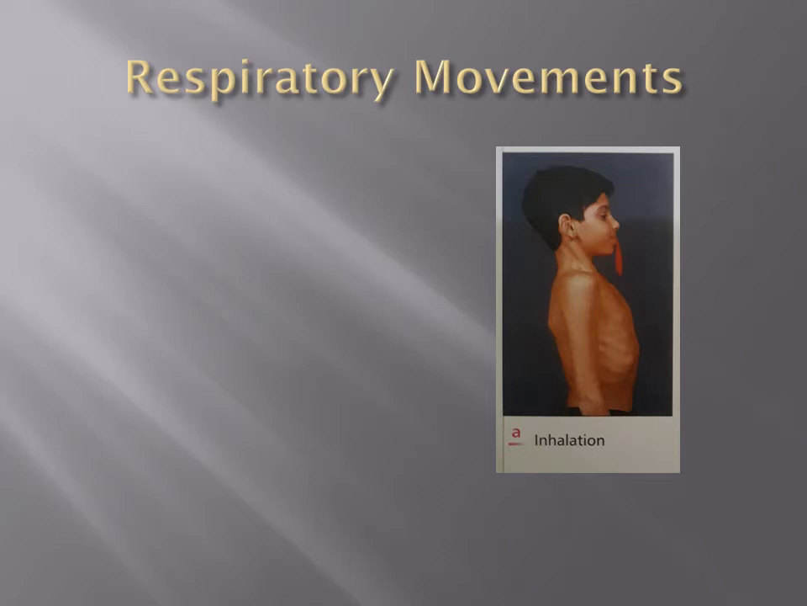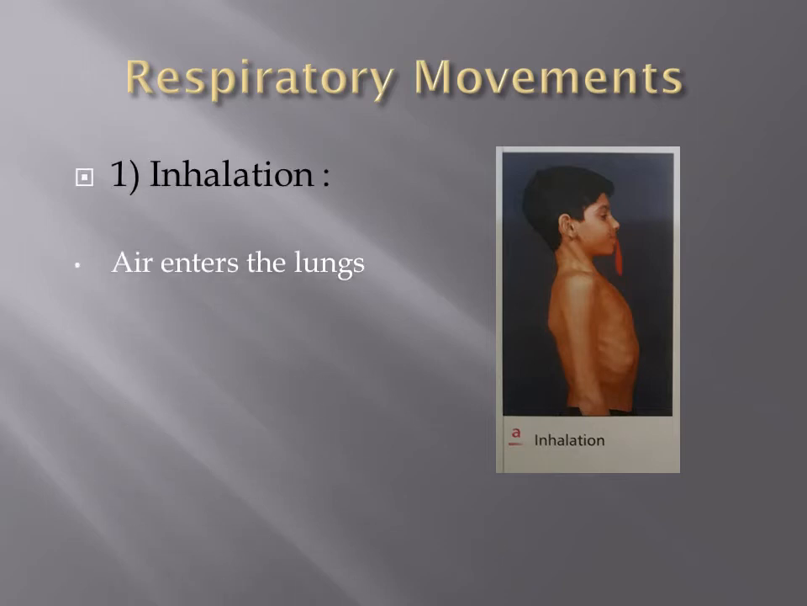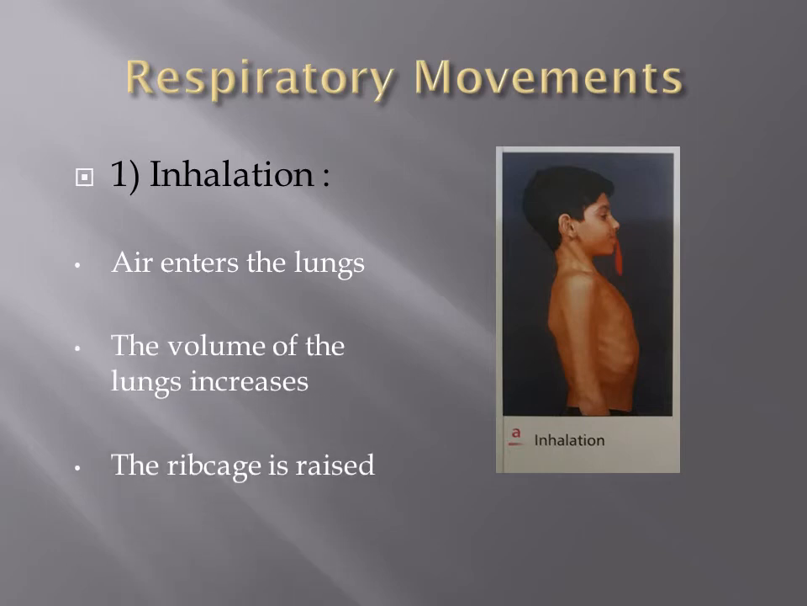What about the respiratory movements? Respiratory movements consist of inhalation and exhalation. During inhalation, air enters into the lungs, the volume of the lungs increases, and the rib cage is raised. So, as you can see in this picture, during inhalation, air enters into the lungs, the volume of the two lungs increases, and the rib cage is raised upward.